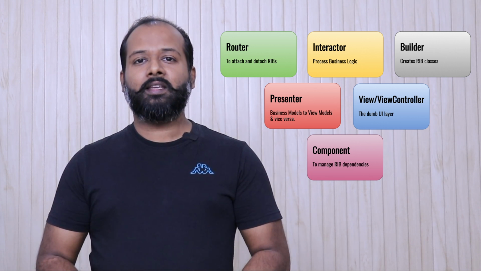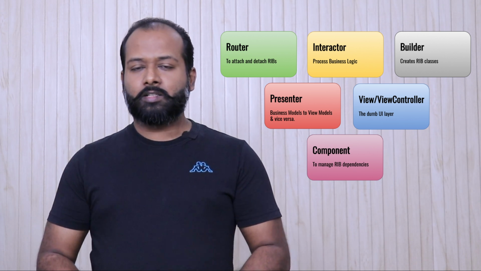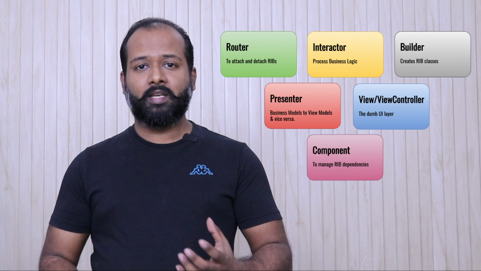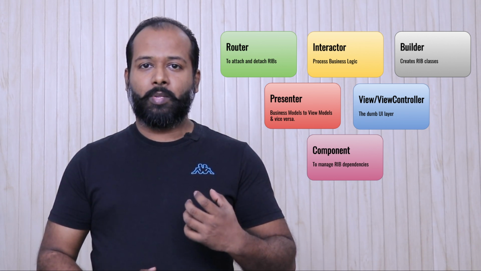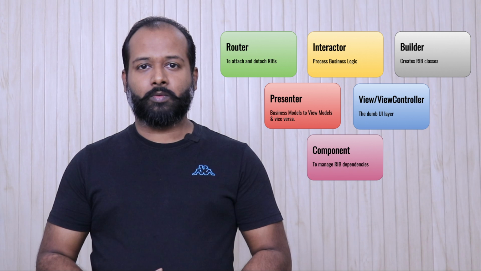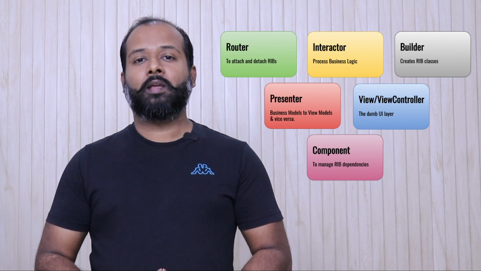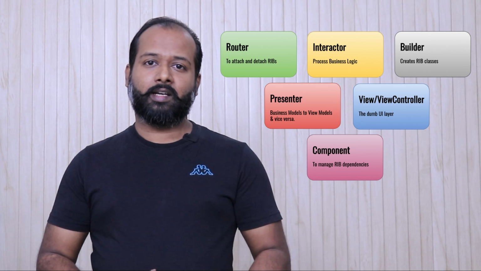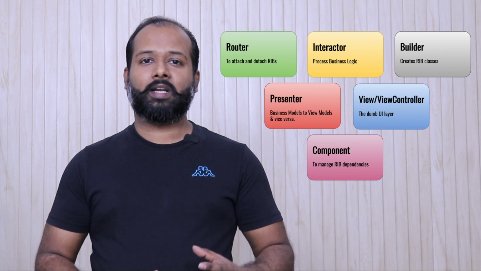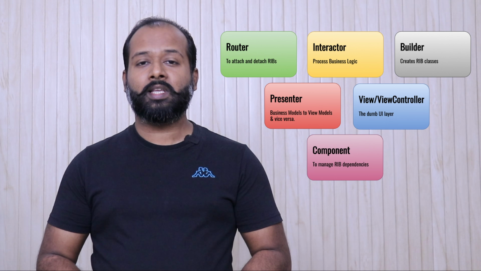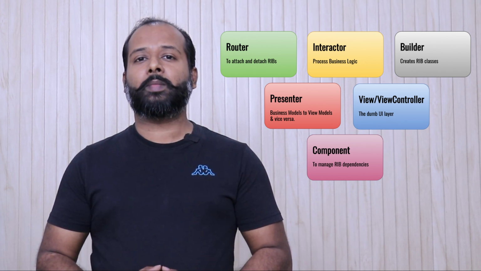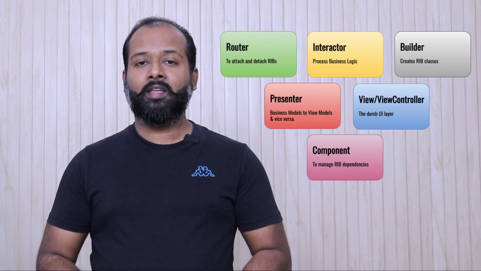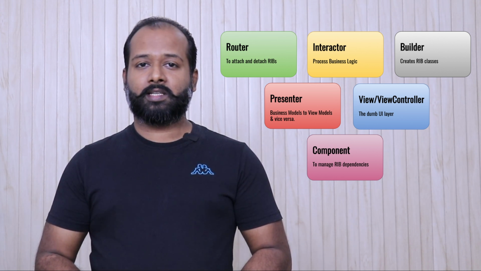Now the second is the interactor. The interactor is almost the same as the view model in the MVVM architecture. Its main responsibility is to perform the business logic processing for you. And the third component is the builder. The builder is basically responsible for instantiating all your RIBs classes. What the builder does for you is it separates the class logic from its creation and gives you ease of mockability when you write unit test cases.